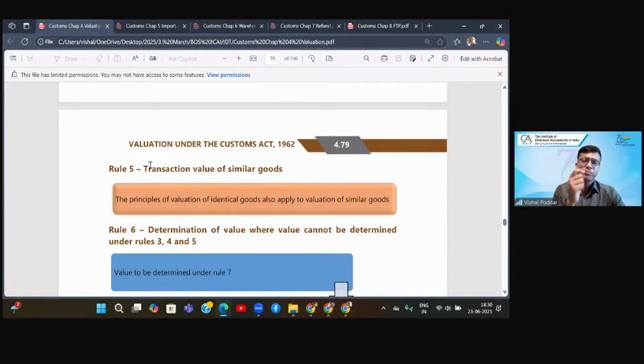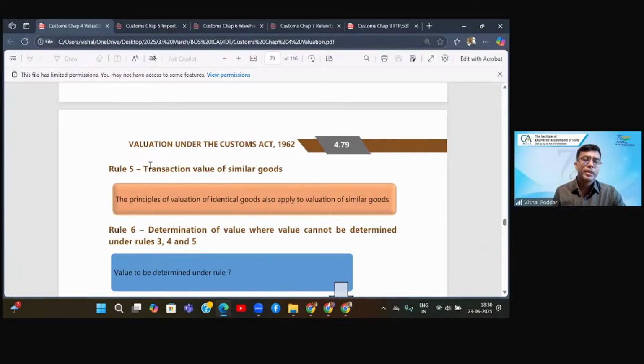So for example, you are importing a lead pencil which is of Natraj, and the other person is importing a lead pencil which is of, let us say, Classmate. So both are lead pencils, both are of the same type. The only difference is one is made by Natraj, one is made by Classmate. There is not much difference. Maybe look-wise they would be different, because obviously different brand companies will have different structure, but functionality-wise, usage-wise, they are the same. And a very important word is used: they are commercially interchangeable.